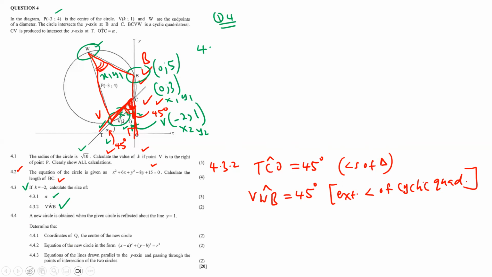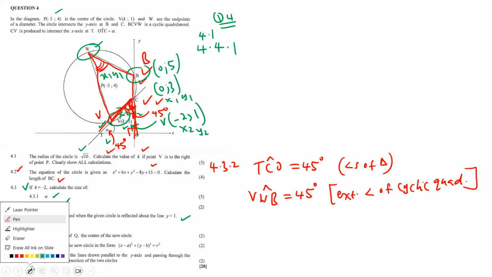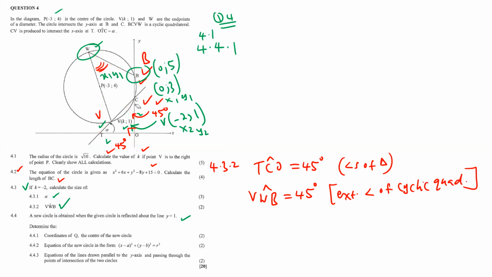Right, so we're dealing with 4.4.1. A new circle is obtained when the given circle is reflected about the line y equals 1. I need to clean this diagram because it's so untidy now.